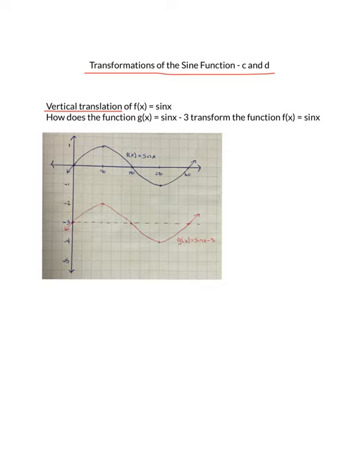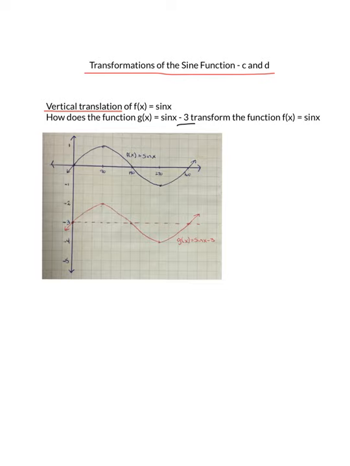Today we're going to be talking about transformations of the sine function. We have previously graphed the sine function and talked about some key features of it, and you're going to notice that the top graph, the blue graph, is the sine function. There is a red graph underneath, and what the red graph represents is sine of x minus 3.